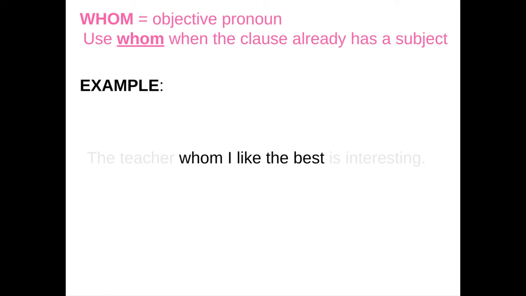So just looking at that clause, what's the main verb? Oh, it's like. Now, the subject of the clause, take a look. Is there already a subject there? Who likes it?